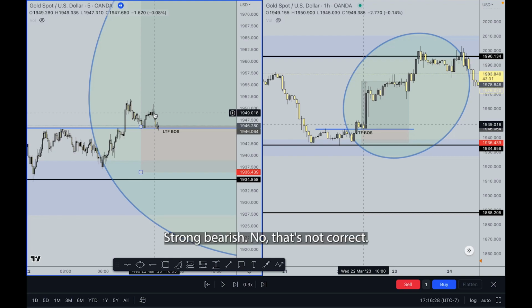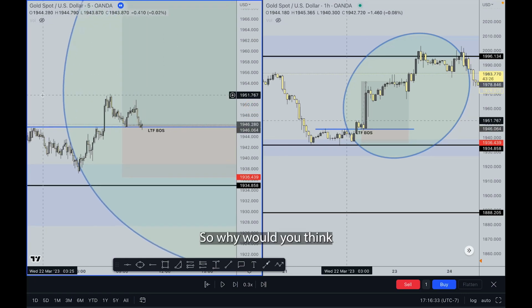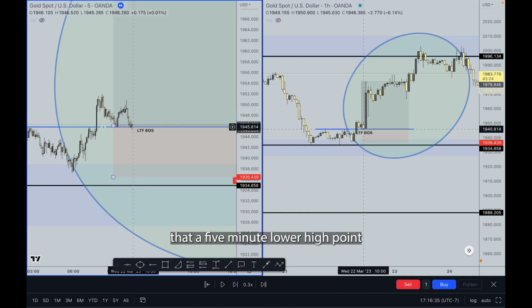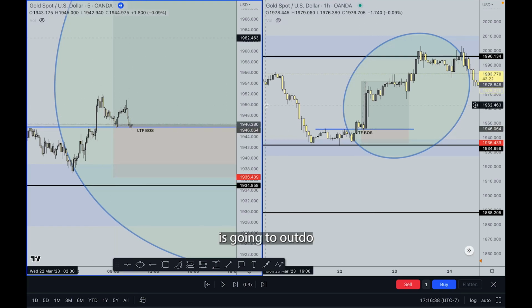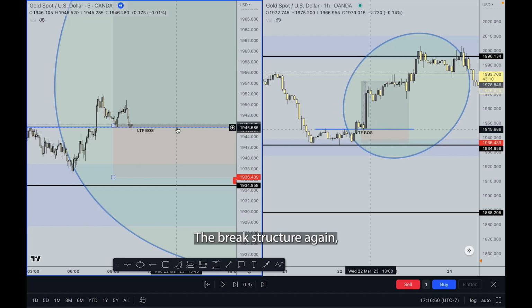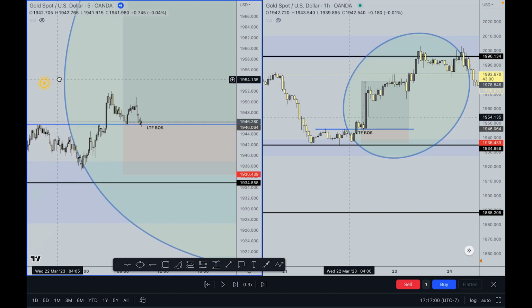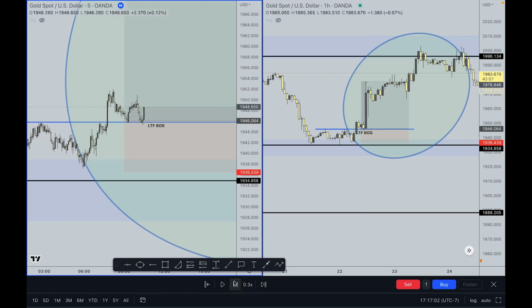No, that's not correct. Remember, everything's based off of the time frame you're seeing the move on. So why would you think that a 5-minute lower high point is going to outdo the higher time frame bullish context that's currently happening? It's not going to, unless structure breaks. But structure just broke to the upside, so it's not going to break structure again. It doesn't do that. The market does not do that. Now, the market does crazy things and gets volatile, but it doesn't break structure, then break structure again. No. So let's watch. Boom.